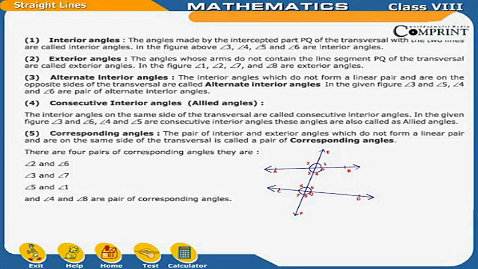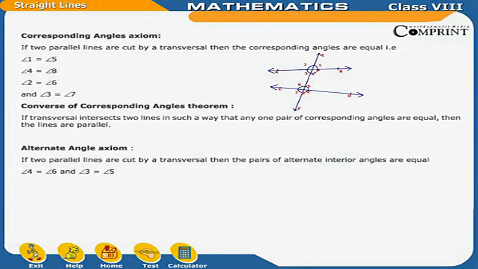5. Corresponding angles. The pair of interior and exterior angles which do not form a linear pair and are on the same side of the transversal are called a pair of corresponding angles. There are 4 pairs of corresponding angles. They are angle 2 and angle 6, angle 3 and angle 7, angle 5 and angle 1, and angle 4 and angle 8. These are pairs of corresponding angles.